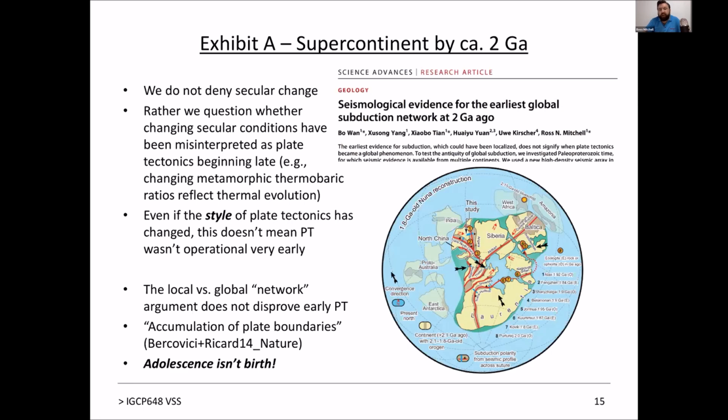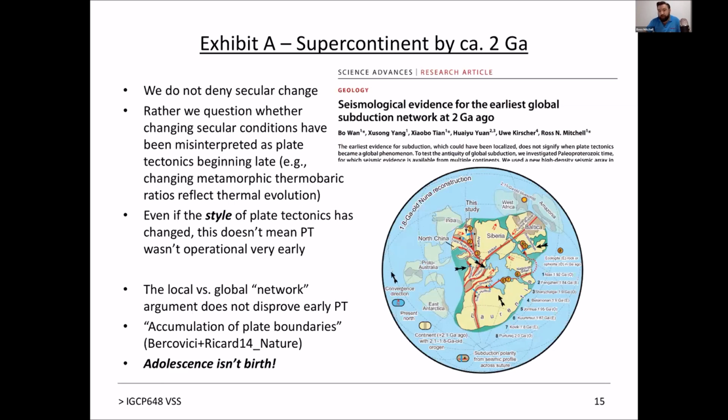I do want to point out our opponents may try to make some argument about local versus global, and that plate tectonics has to be a global network. The phrase plate tectonic network is a modified phrase referring to present-day Earth. Subduction, I don't know how you have subduction if you don't have plate tectonics. Whether that subduction was global, okay, that can be debated, and that should be debated.